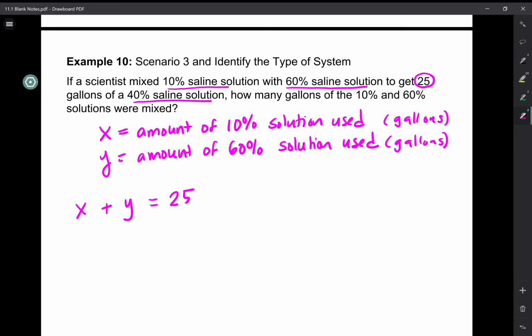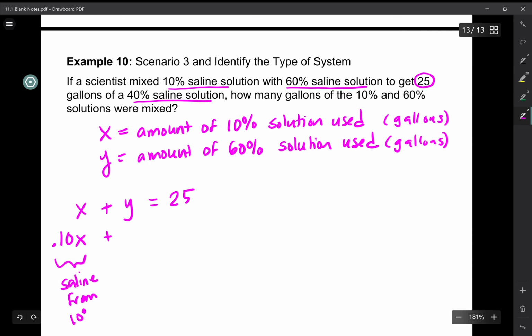So this second equation is going to be how much total saline is going to be in this mixture. So I'm going to take 0.10 times X. That's the amount of saline from the 10% solution. Likewise, if I had 100 gallons of the 60% solution, 60 gallons would be saline because I took 60% of my amount. So what does that equal? Well, my final solution is 40% saline.